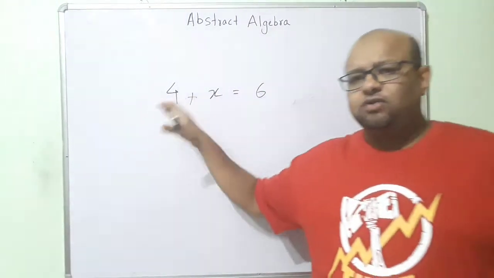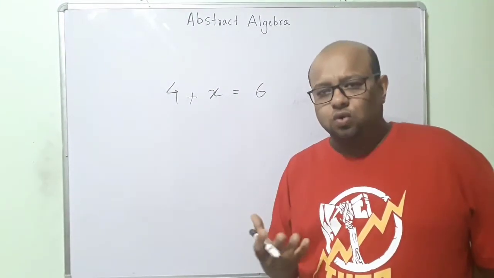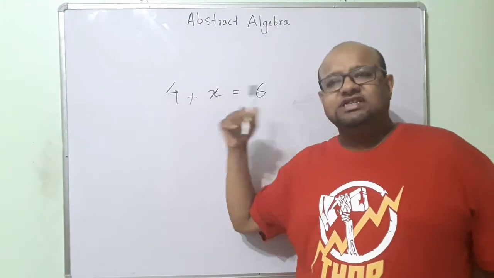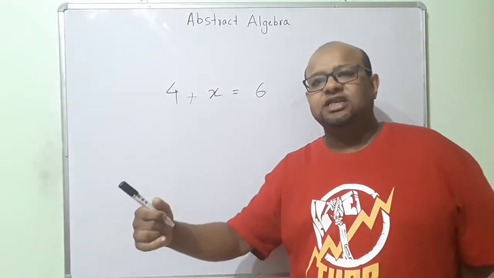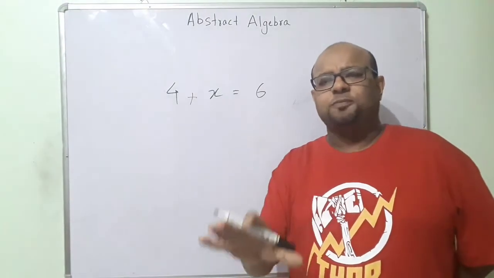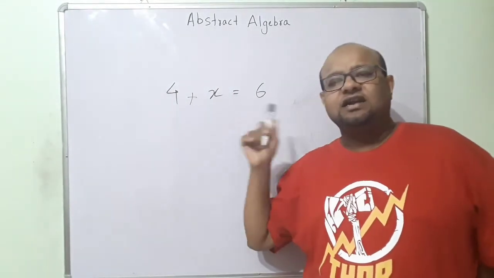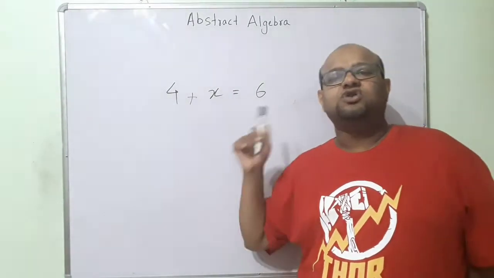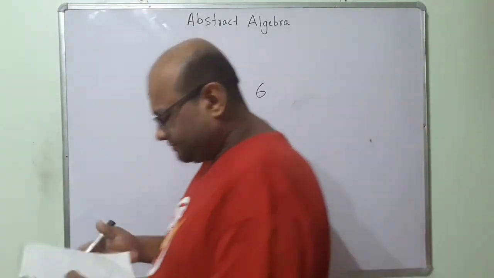Now that I have an unknown that I want to figure out, this thing is called algebra. See the difference between arithmetic and algebra. In arithmetic, I simply applied my operation on two known operands. In algebra, there is an unknown operand whose value I want to figure out. So this is algebra.